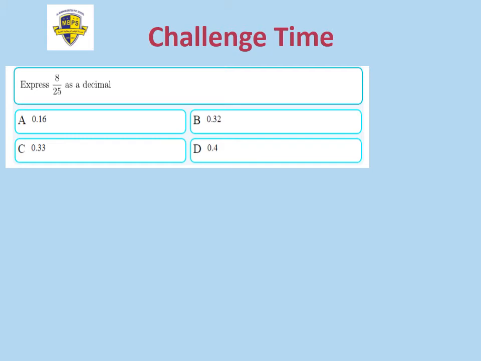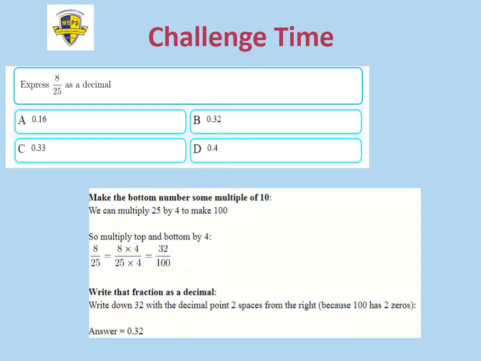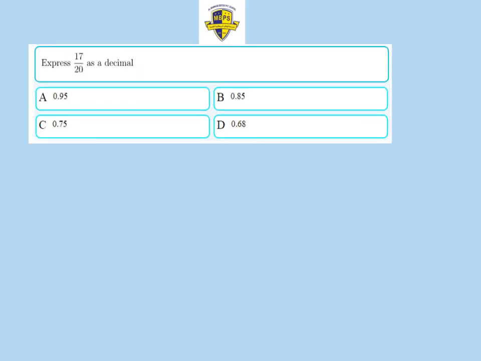Let's check our answer. So we multiply both top and bottom numbers by 4. 8 by 4, 32. 25 by 4, 100. So the answer is B. Excellent. 32 hundredths. Excellent.